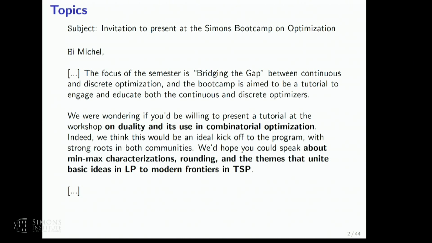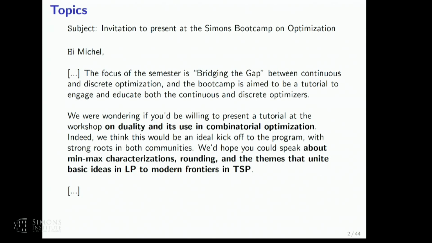But then as I was preparing, I felt, oh, I should talk about this, I should talk about that. And then I ended up having like 15 lectures or so. And then I said, oh, no. So at the end, I was trying to focus on a few things. So I'm not going to cover all these.